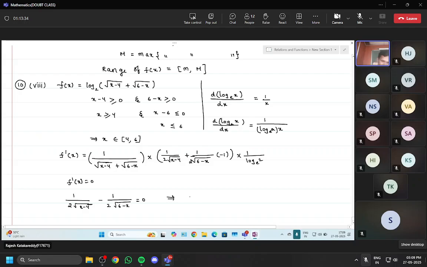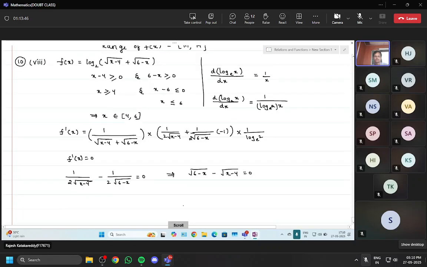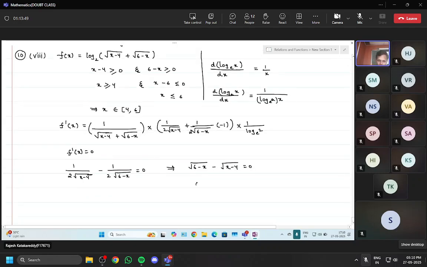After simplification, what I'll get here is root 6 minus x by root x minus 4 is 0. Remaining everything, I change sides with 0, they multiplied, you got 0. Now 6 minus x is equal to x minus 4. So 10 is equal to 2x, x is equal to 5. So only one you got, and that one is the point of the interval.